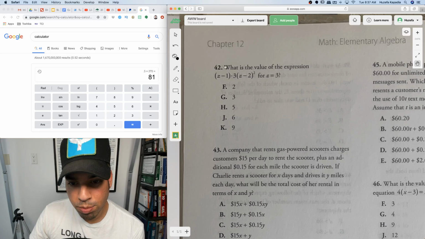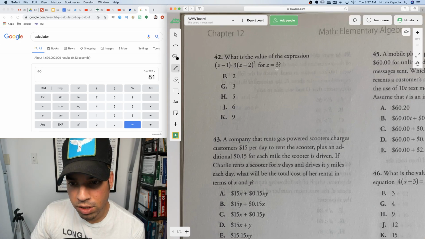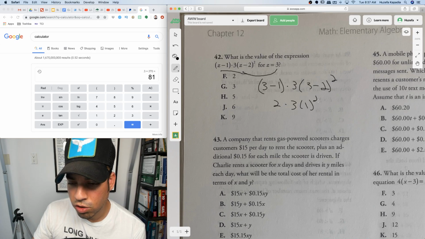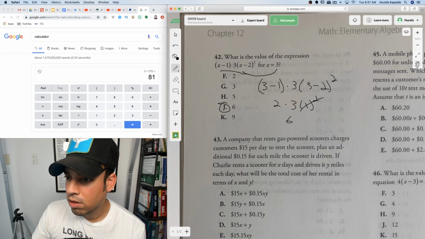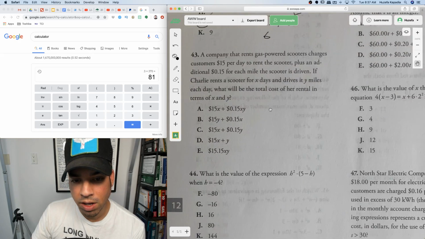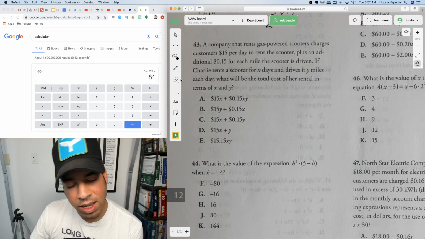42, what is the value of the expression for z equals 3? Let's plug 3 in here and in here. This becomes 3 minus 1 times 3 times 3 minus 2 squared. This becomes 2 times 3 times 1 squared, right? 1 squared is just 1, so whatever. 2 times 3 is 6. And that's it. Little order of operations, plug and chug. Well, not really, yeah, kind of order of operations. Had some parentheses and things like that.